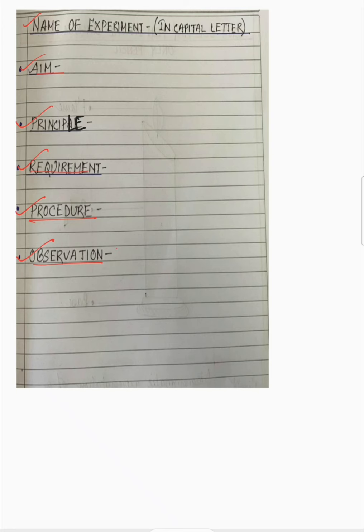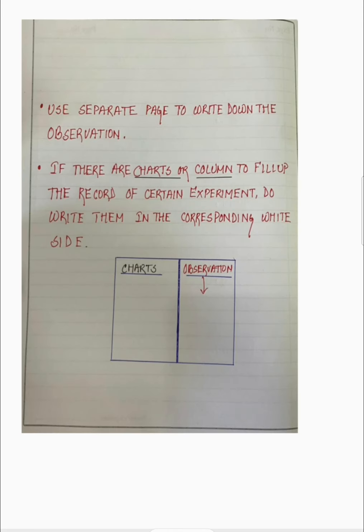And in the observation column, sometimes we might get any kind of chart or calculation or recordings we need to put, so always write them on the opposite side, on the white side. See what I have written here. Use a separate page to write down the observation, because observation is the most important part of your experiment. So the observation deserves a separate page.